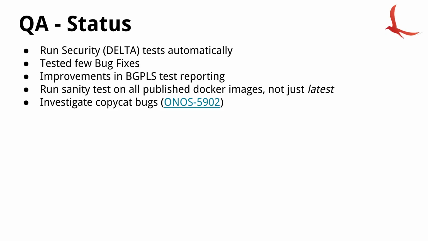One of the things we did is we can now run the Delta security tests automatically, and that's overflow related security. So we have a job for that, and we'll probably start filing bug reports for the Delta soon. Tested some bug fixes. We improved the reporting of the BGPLS test. So it actually looks like it's failing a lot more now, but that's because we're checking the logs in each case. We're now running sanity tests on all the published Docker images instead of just the latest tag. And then I investigated some copycat bugs related to that term ticket and HA. Okay, thanks, John.